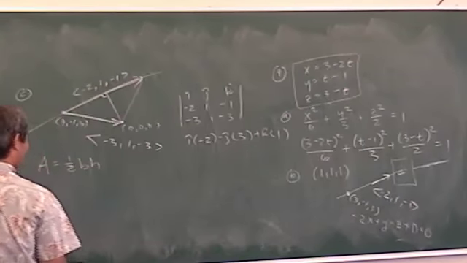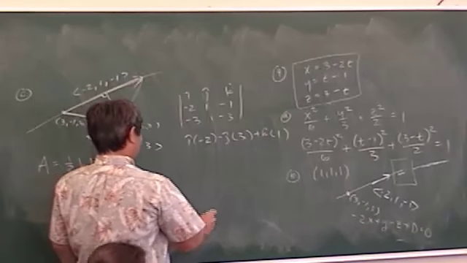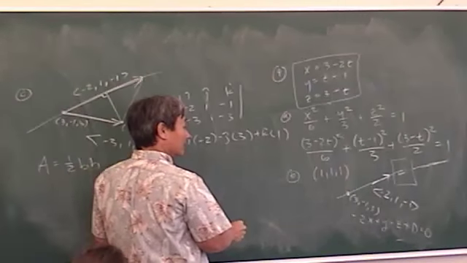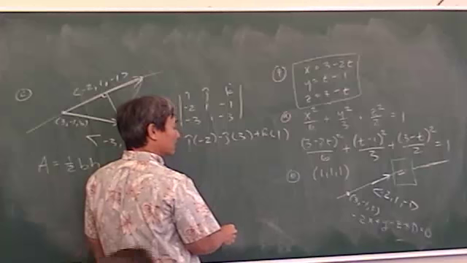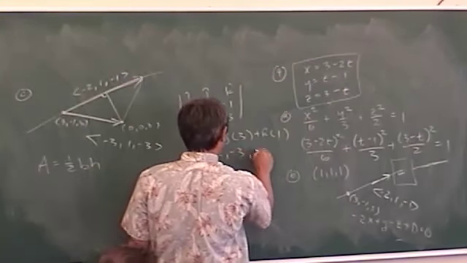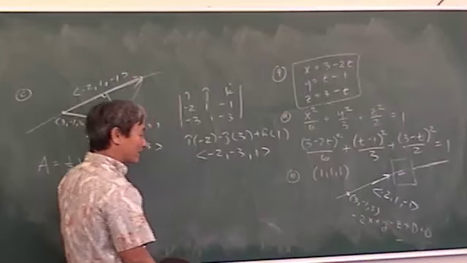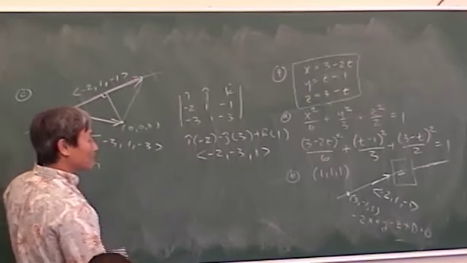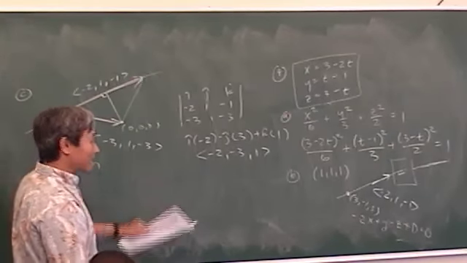It's 1. Oh wait, that divided by 2. I mean divided by u, right? Okay, so write it like that if you don't like ijk. That's the cross product of these two vectors. Half the length of that is the area of the triangle.